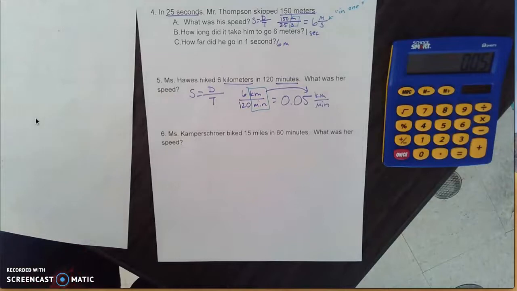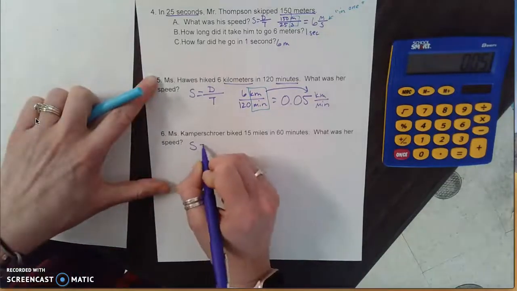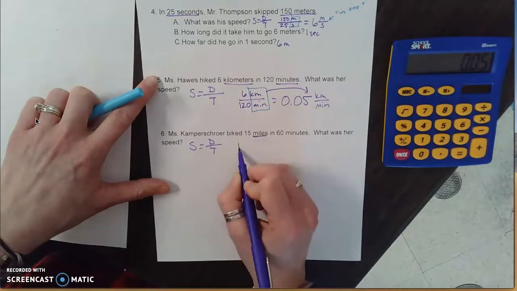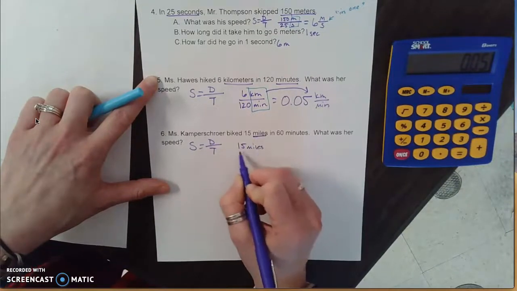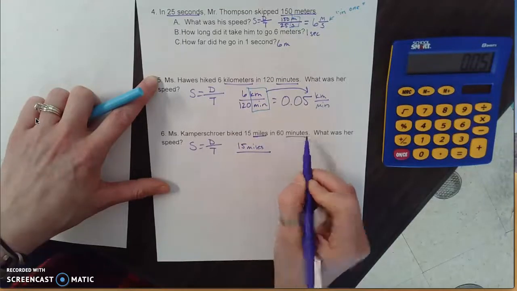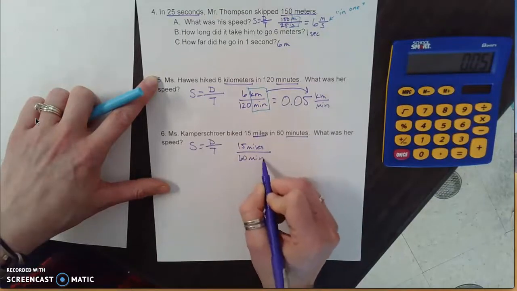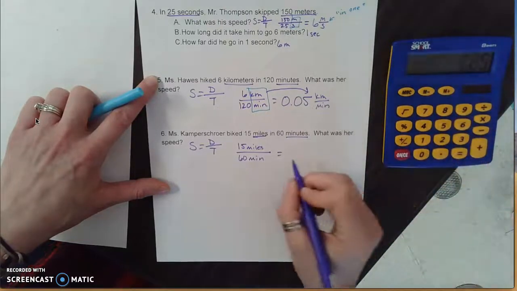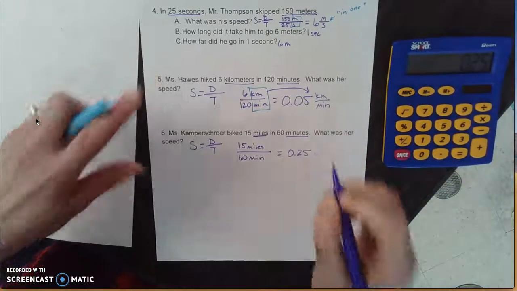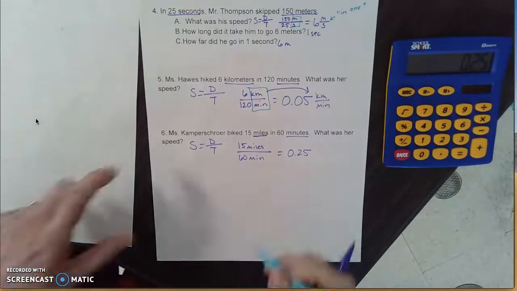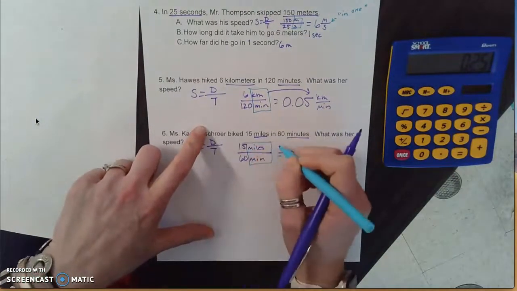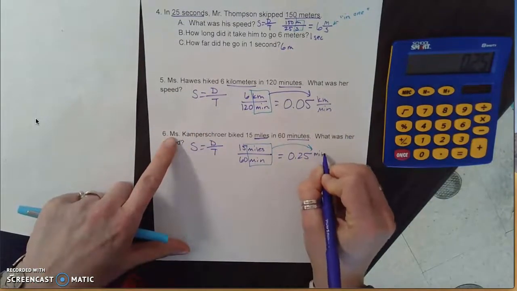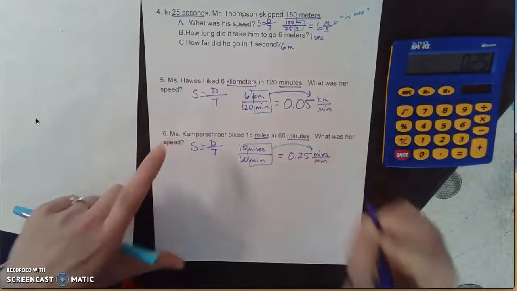Then Miss Camper Shower is going for a bike ride. Speed equals distance divided by time. The distance is 15 miles, divided by her time of 60 minutes. That gives us 15 divided by 60, 0.25, and then I need a unit, 0.25 what? I take that from the problem and transfer it over: miles per minute.